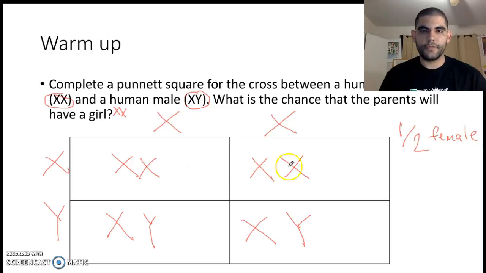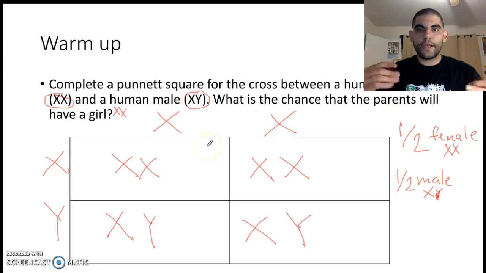That's those 2 out of 4, and then 1/2, or 50% chance of being a boy or a male. Okay, so this is a female, and this is the percentage, or the probabilities, of being a male. And it works for any population.